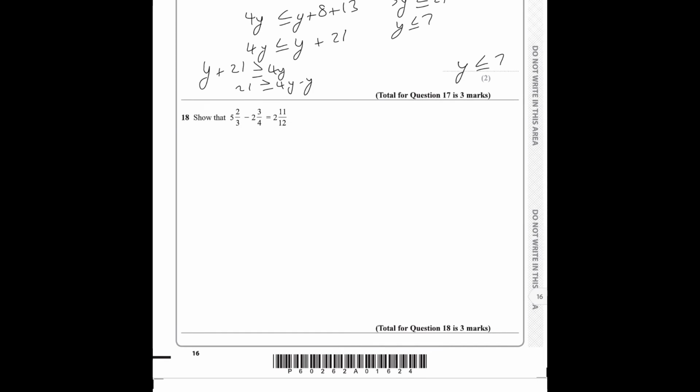Alright, let's move on. Show that... this question appears in every higher tier paper. So this is something that you guys have to understand. So you have to multiply 3 times 5 is 15, 15 plus 2 is 17 over 3, minus 8 plus 3, that is 11 over 4.